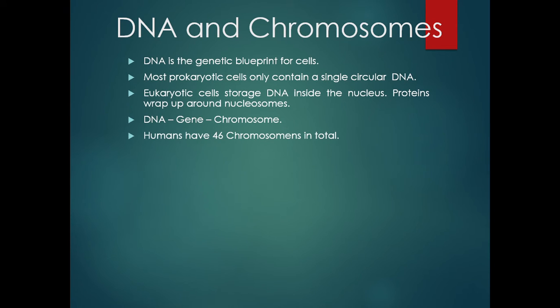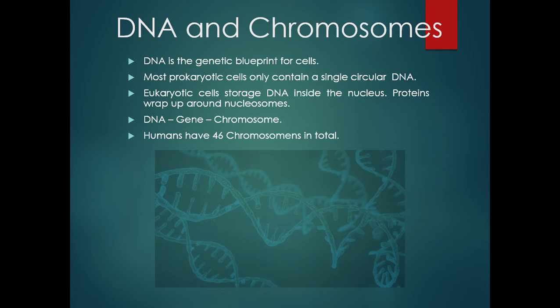Something interesting is that humans have 46 chromosomes in total inside their cells. There is one exception to this: the only cells from the human body that do not contain 46 chromosomes, but have 23 chromosomes, are the sex cells, which are the sperm and the ova. But don't worry, we're going to study that later on when we talk about the meiosis process.